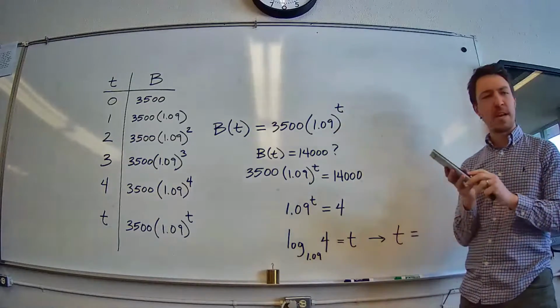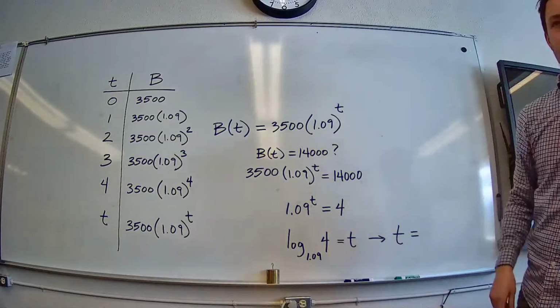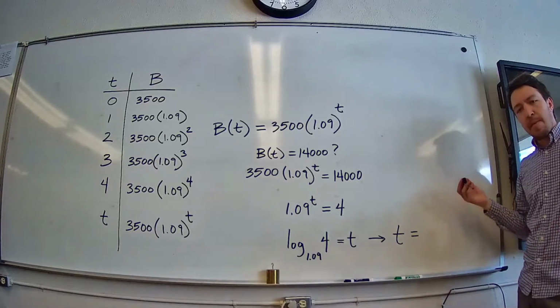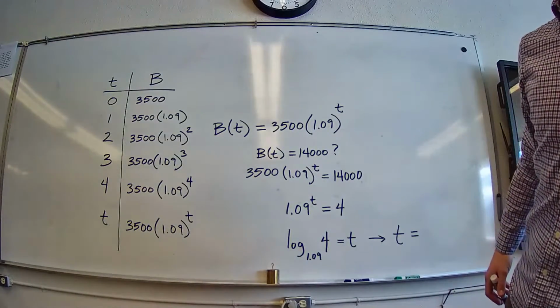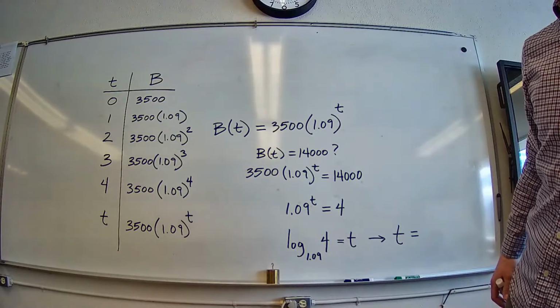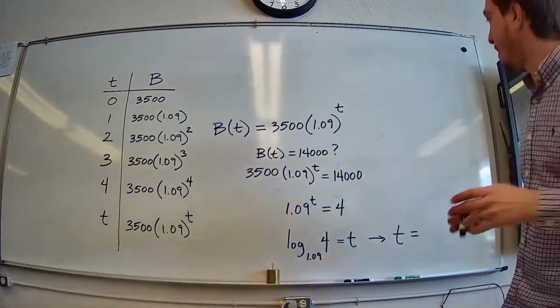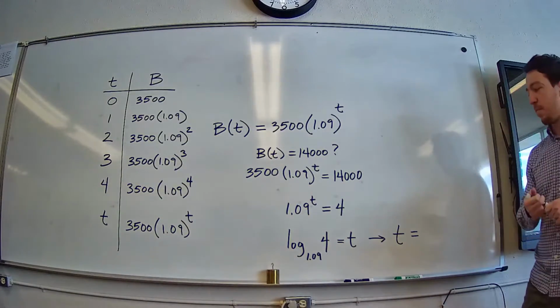If all you have is log base 10 and natural log, does your calculator have a log button? Yeah, it only does base 10, and it has a natural log, but it doesn't have a button to go to 1.09. So the calculator has an ln button and a log button. I don't think you're going to have one that goes log base A of B.